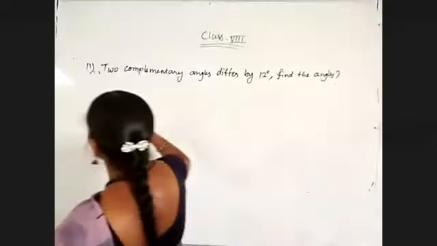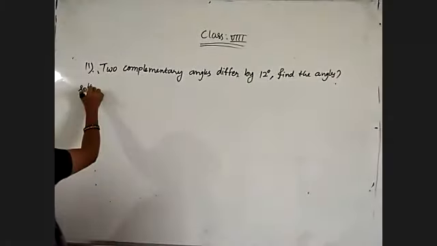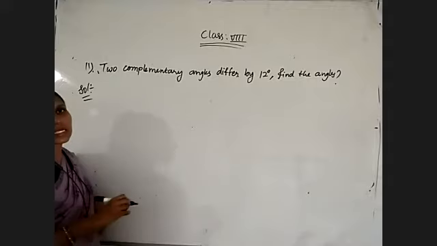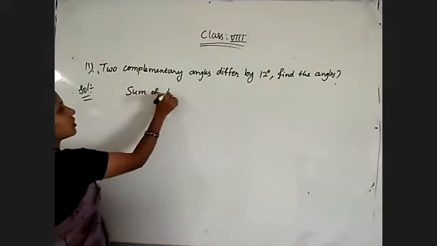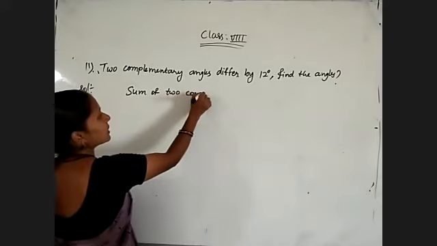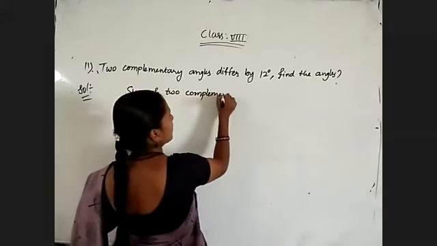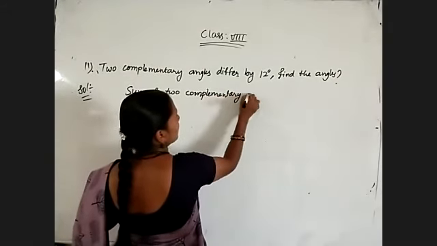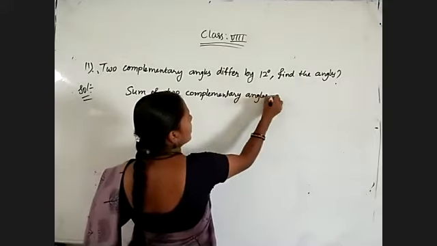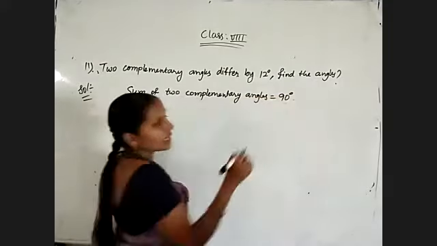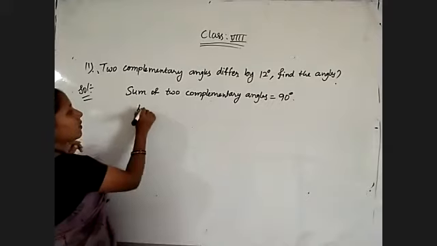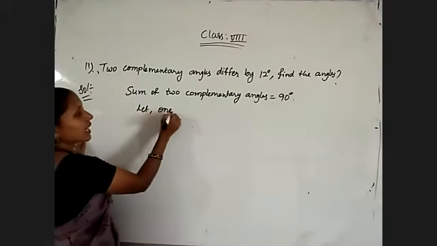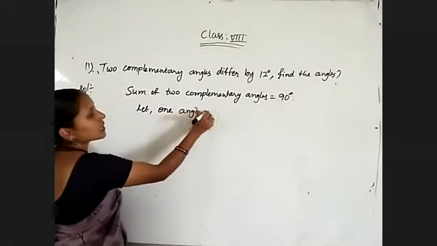So this is my question. As we know, the sum of two complementary angles is equal to 90 degrees. Okay, so let one angle be x degrees.